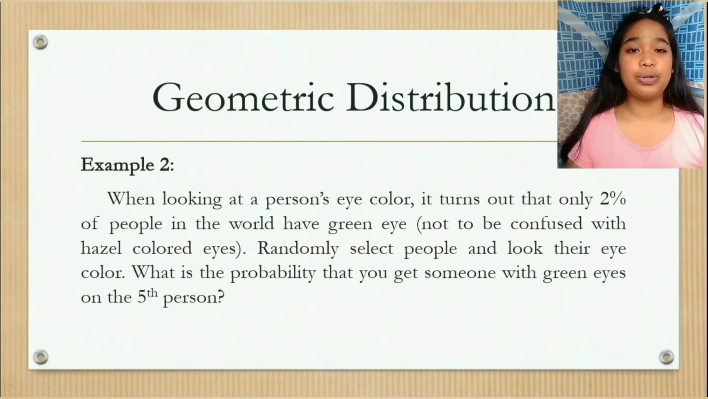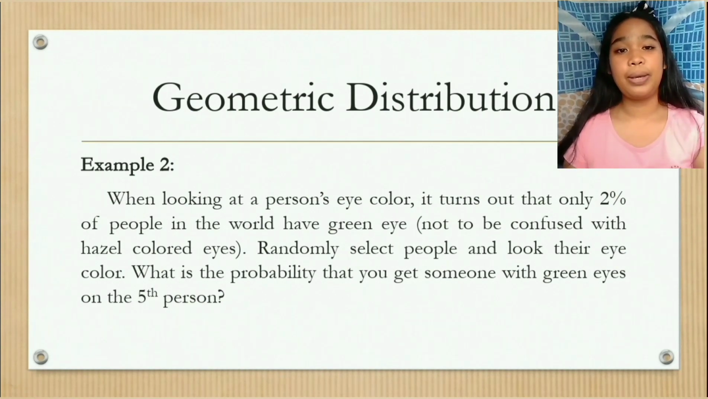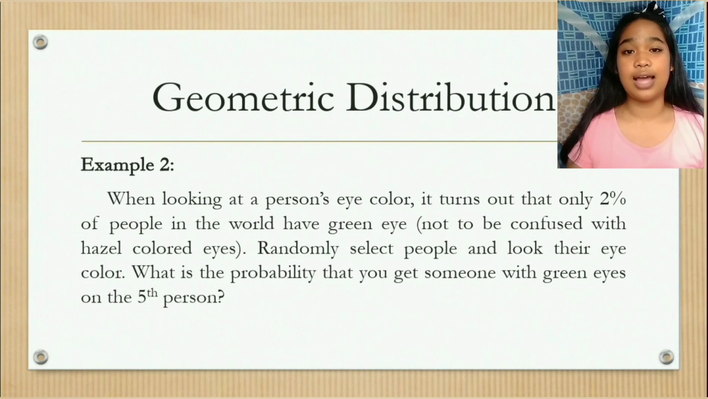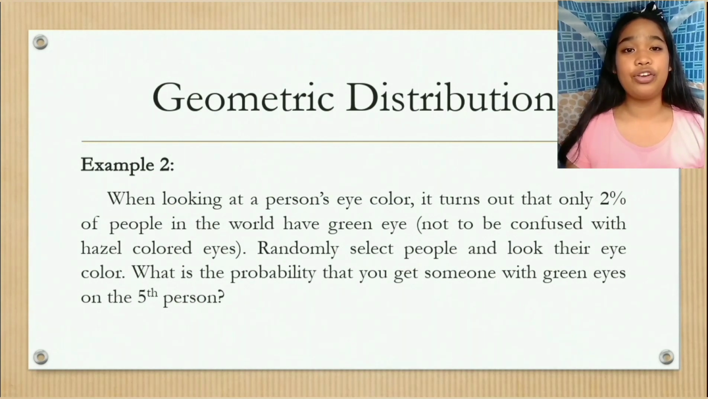When looking at a person's eye color, it turns out that only 2% of the people in the world have green eyes. Note, not to be confused with hazel-colored eyes. Randomly select people and look at their eye color. What is the probability that you get someone with green eyes on the 5th person?